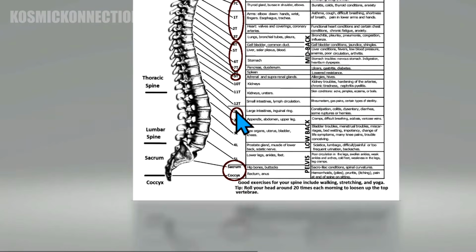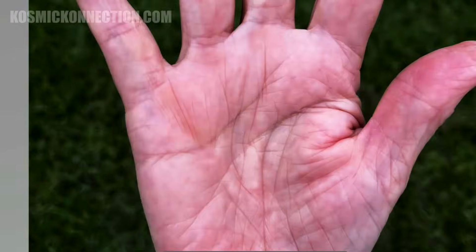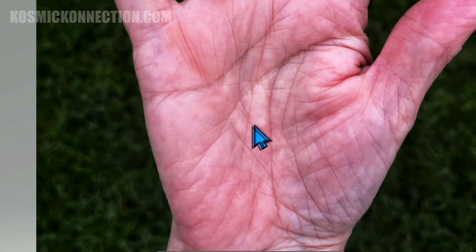Then we get down here and you see that 1L and 2L down in that lumbar region, that hip region. Then it looks like you might have a little bit of issue with that sacrum or coccyx. Have you ever had damage to your tailbone or anything? It kind of shows a little triangle down there right at the very end.